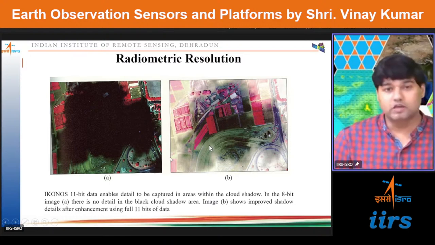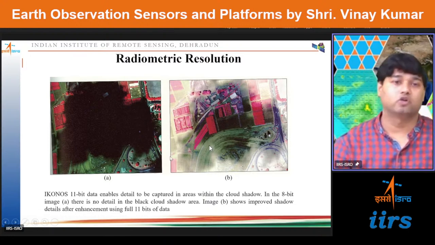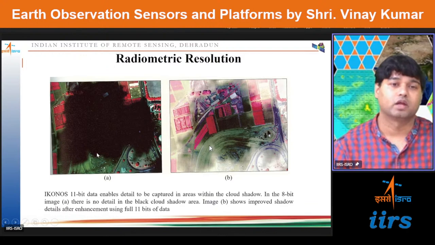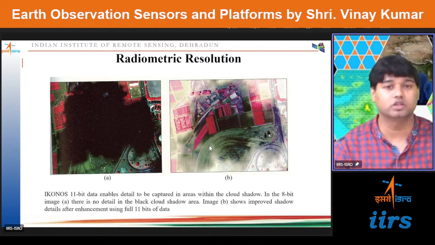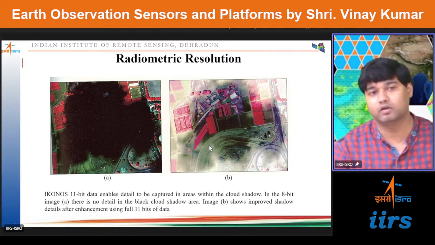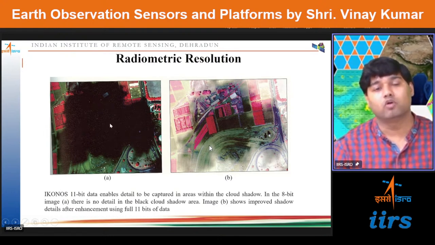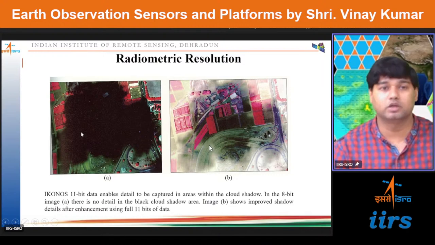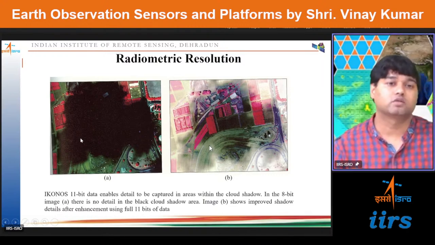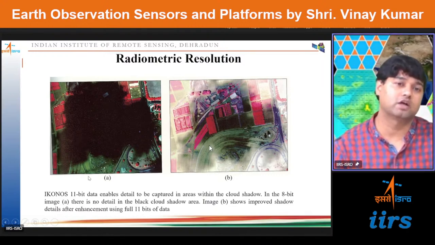Now, you can see with this example, there is a cloud shadow present in this first image. And this image actually has 8-bit radiometric resolution. Actually, the capability of the data is 11-bit. So when only 8-bit is being used, we are not able to see the features beneath the shadow. But when the data is fully utilized after enhancing it to 11-bit, we can see the features which were beneath the shadow, which were appearing dark.